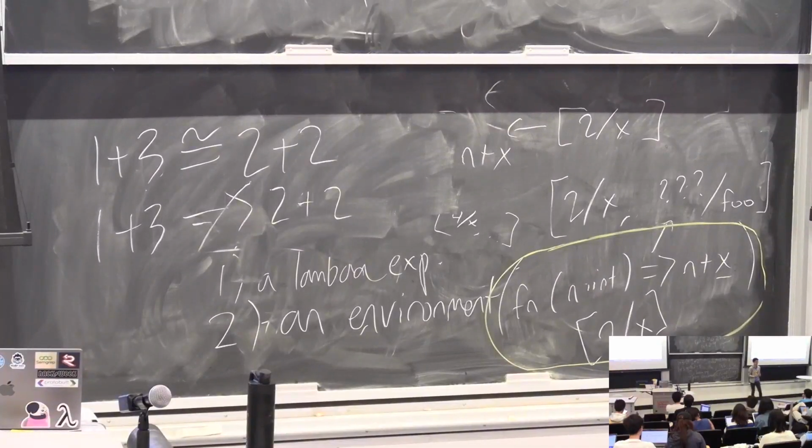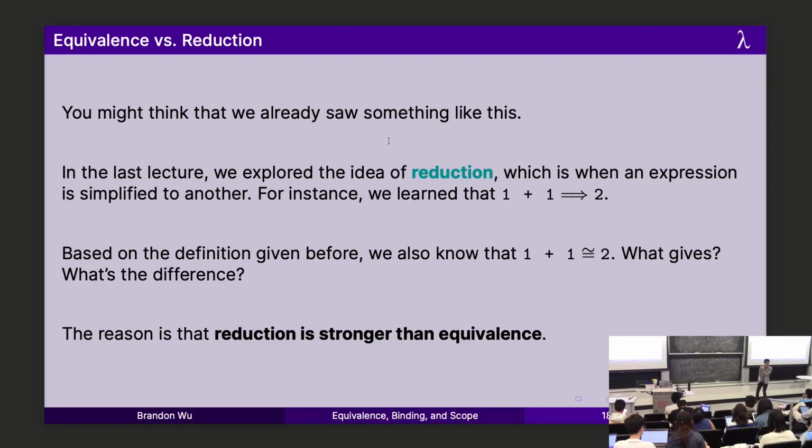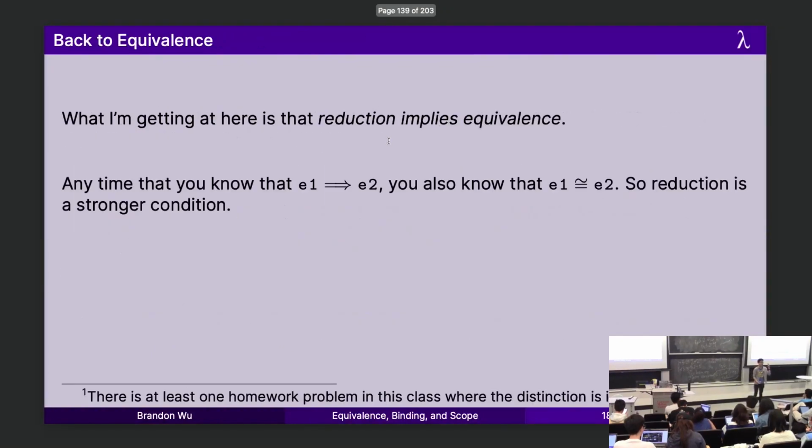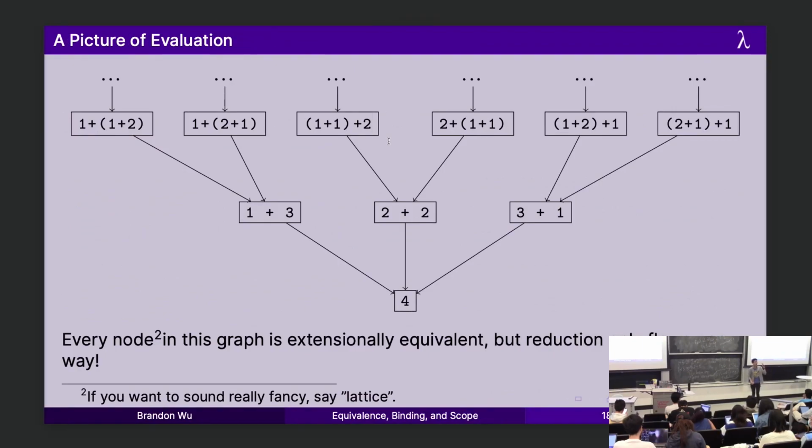Reduction is too strong. But if I knew that these two things reduce to each other, if E1 reduces to E2, then I would also necessarily have that E1 and E2 are equivalent. That's the meaning of the next slide that I'm going to show you. I rendered you a nice graph here, but basically the idea is that there are arrows going from this to that, this to that, and so on and so forth.